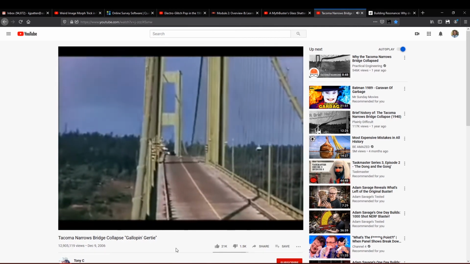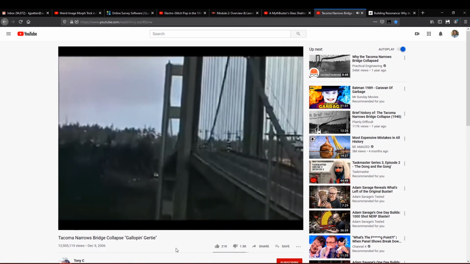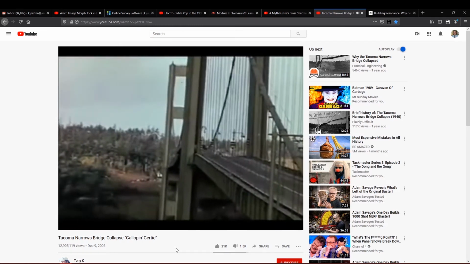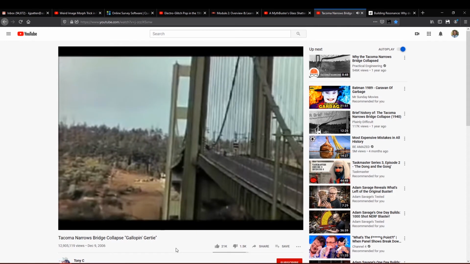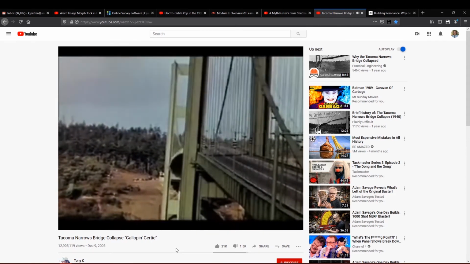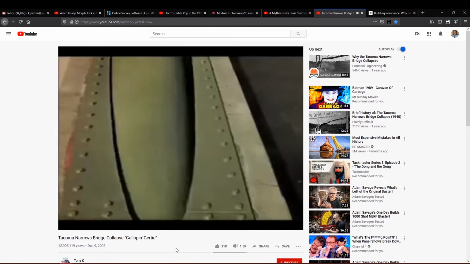Look at that motion. That's ridiculous. And this isn't an earthquake. This isn't, you know, any sort of natural disaster. This is just wind blowing down the Narrows from the Sound through this bridge. If you're from the Seattle area, you probably have seen this all your life.